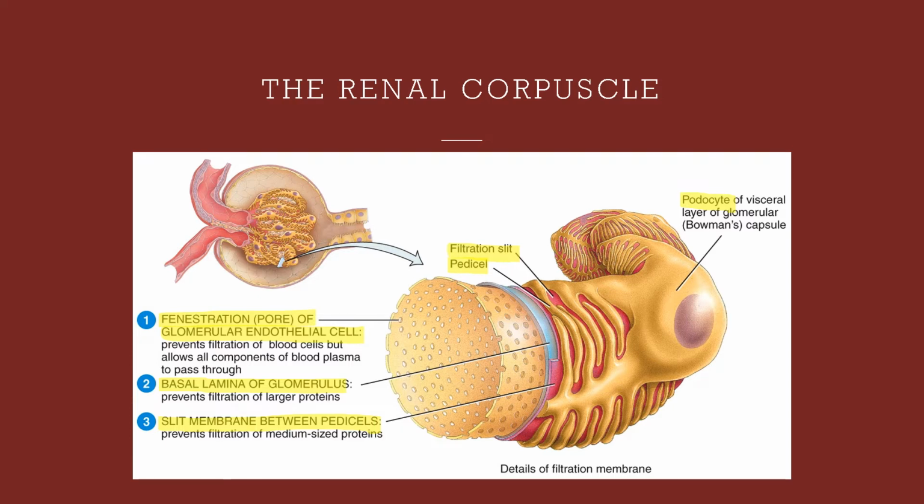And this allows the passage of molecules having a very small diameter, including water, glucose, vitamins, amino acids, very small plasma proteins, things like ammonia, urea, and some ions to pass through. So only very small molecules are allowed to pass through this slit membrane.